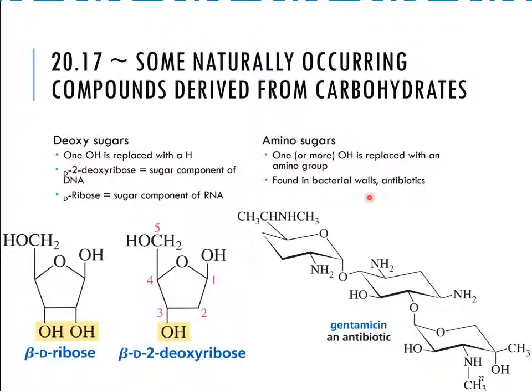With an amino sugar, one or more of the alcohols has been replaced with an amino group, an NH2 group. And this one in particular is a naturally occurring antibiotic. We also find amino sugars in bacterial walls.